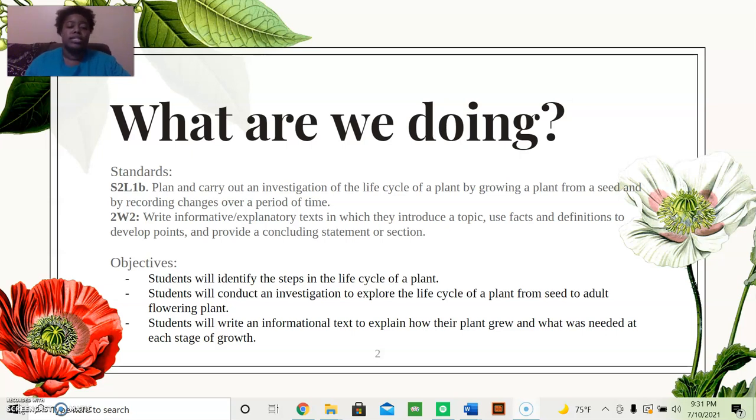As we go through this lesson, these are your objectives. 1. Students will identify the steps in the life cycle of a plant. 2. Students will conduct an investigation to explore the life cycle of a plant from seed to adult flowering plant. And 3. Students will write an informational text to explain how their plant grew and what was needed at each stage of growth. These are all of the things that you will have done by the time we finish this module.